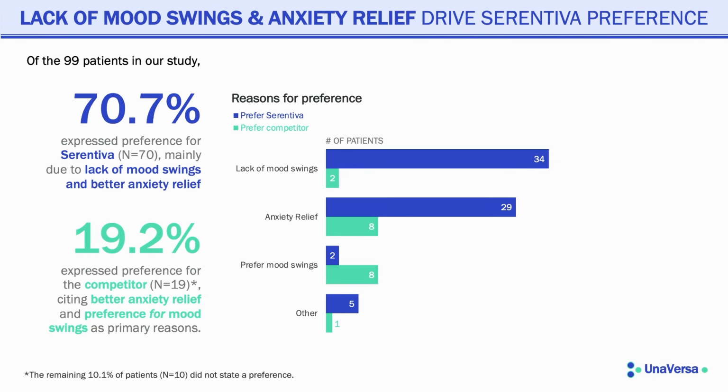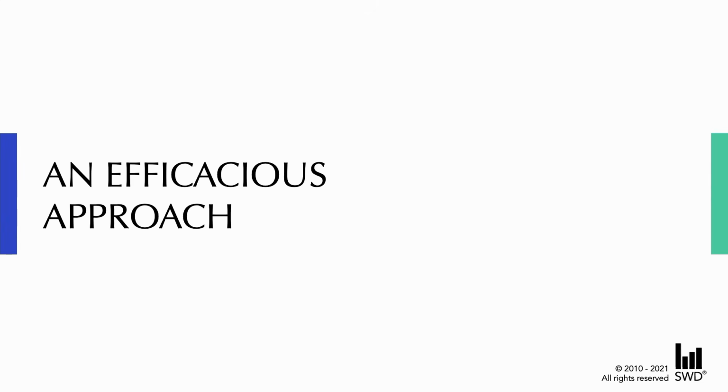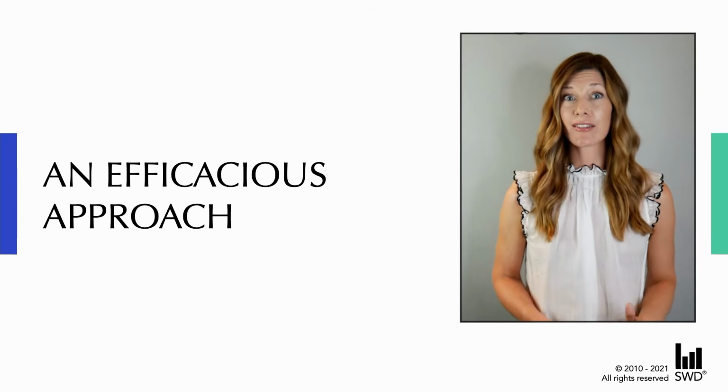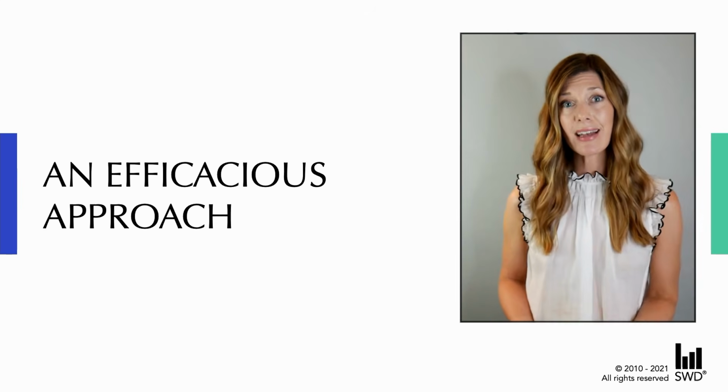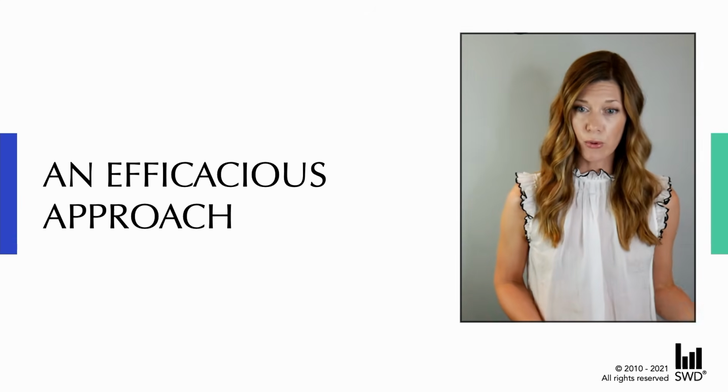70.70% expressed preference for Serentiva, compared to only 19.2% for the competitor product. We included a single graph and focused it on the number of patients so that people could both see the varying distribution across the reasons for preference, but also clear differences in the scale of numbers between the preference for Serentiva compared to the competitor. It turns out that this was an efficacious approach of shifting from showing data to really telling a data-driven story.